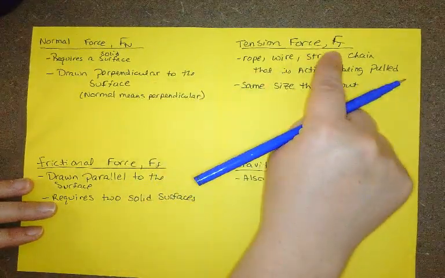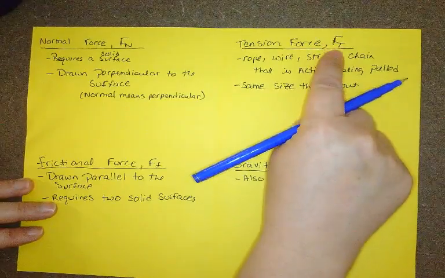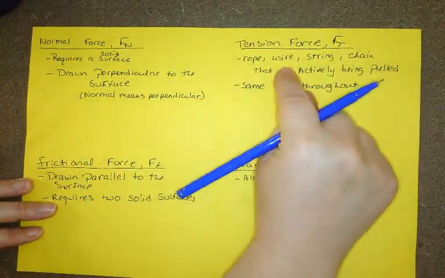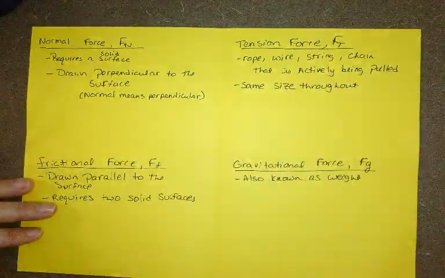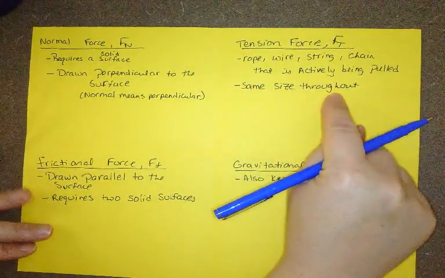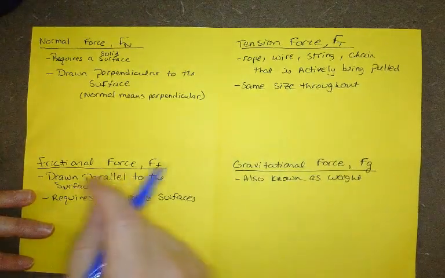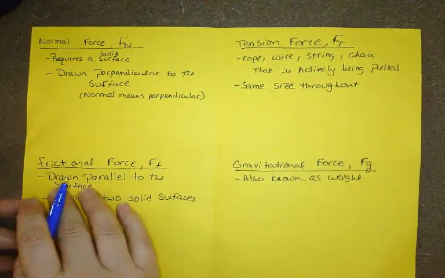The tension force, again, F for force, subscript T for tension. You have that kind of force if you have a rope, a wire, a string, a chain, something that's actively being pulled. And it is the same size throughout that rope, string, chain, what have you.